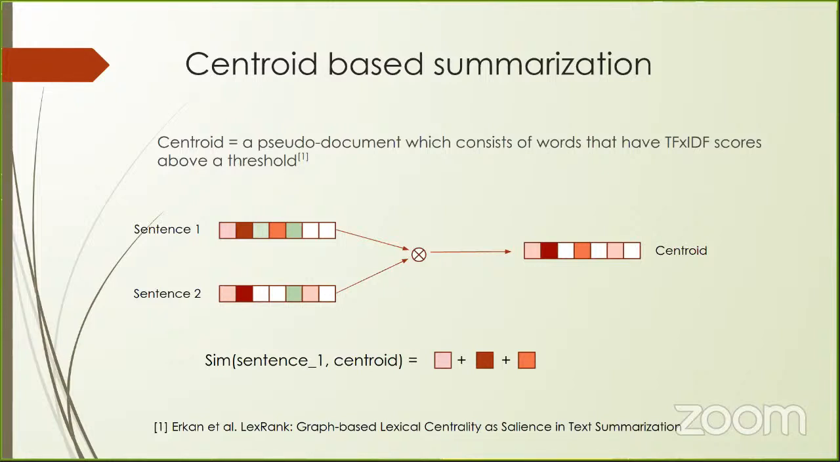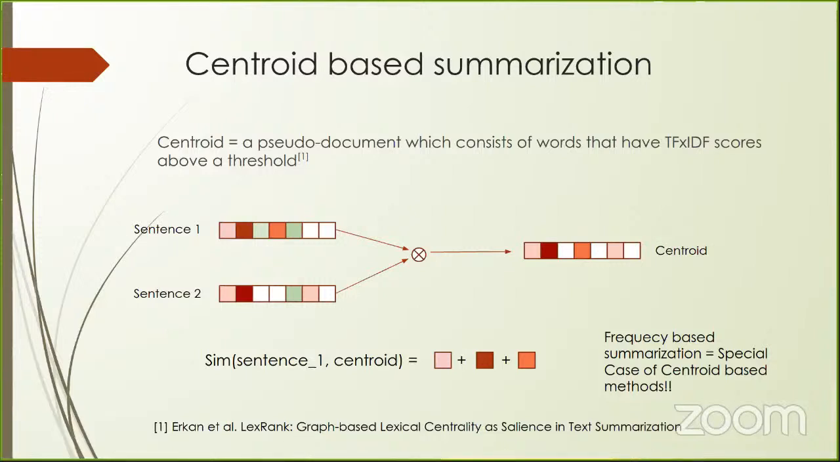So now take a step back. Think about the frequency-based method that we talked about. If you replace this TF-IDF score with just the frequency, it becomes the word frequency-based summarizer. So what essentially we showed is the frequency-based summarization was just a special case of the centroid-based method.